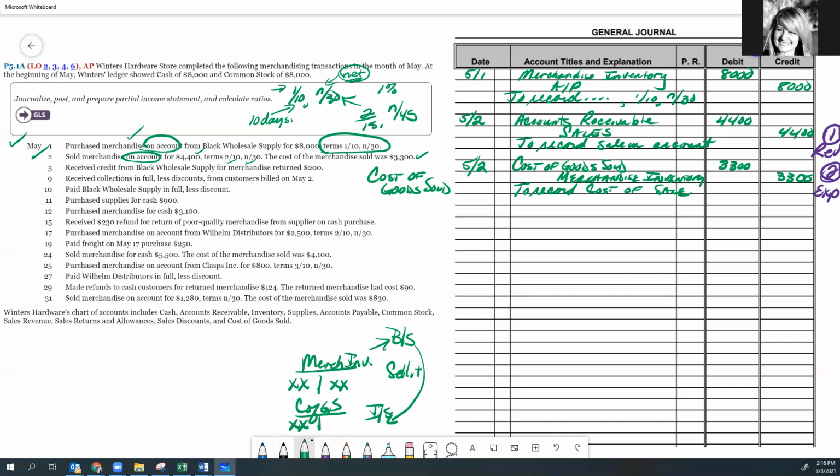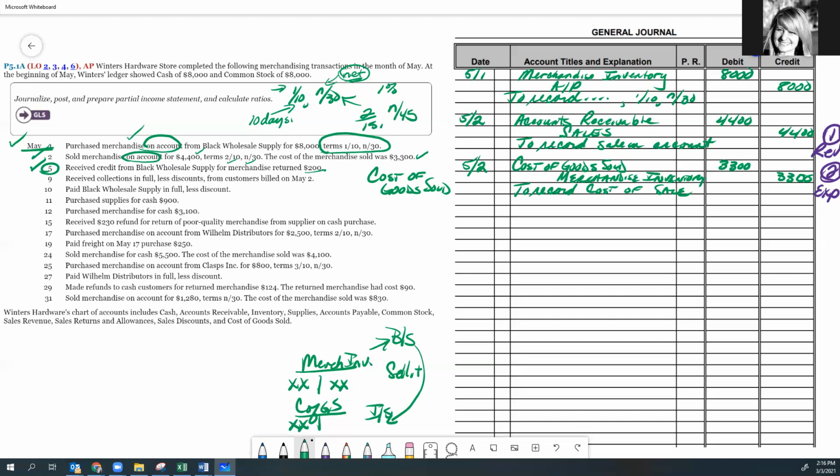And then on May 5th, we are receiving a credit for merchandise that we returned of $200. So on May 1st up here, we purchased merchandise, and it looks like on the 5th, we returned some of that merchandise. Maybe it was defective. Maybe they sent us the wrong merchandise. We weren't happy with it in some way, so we returned it to them, and they are giving us a credit. Now, we haven't paid them yet for our purchase of the inventory.